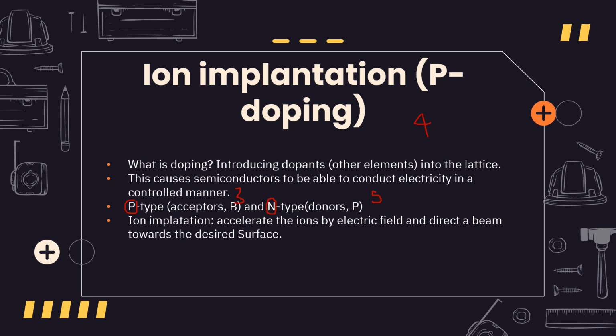Then the ion implantation is basically the method to perform this doping, and it consists of accelerating these ions, either boron or phosphorus or other elements in their periodic table group, by an electric field and directing this beam of ions into the surface we want to dope.